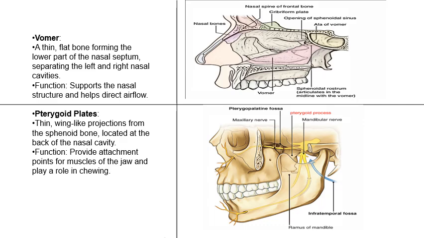The vomer is a thin, flat bone forming a part of the nasal area, the nasal septum. It separates the left and right nasal cavities and plays a role in supporting the nasal structure and directing the airflow.